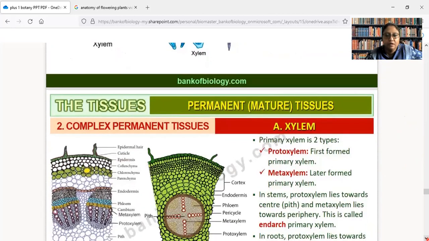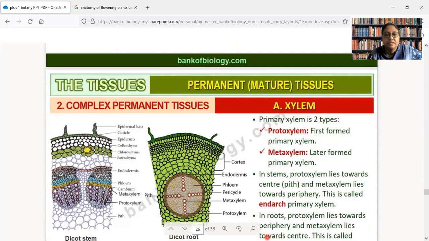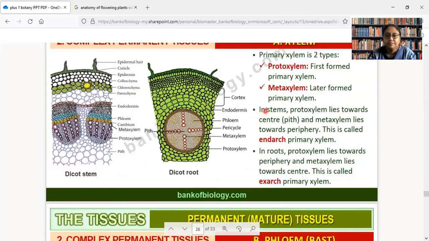Now I wish to share here that the primary xylem can be of two types. Primary xylem, if it is formed first, is called protoxylem. And if it is formed later on, it is called metaxylem. So out of these two, protoxylem will be formed first and metaxylem will be formed later on. Okay. Now, protoxylem generally in the case of stem will lie at the center.